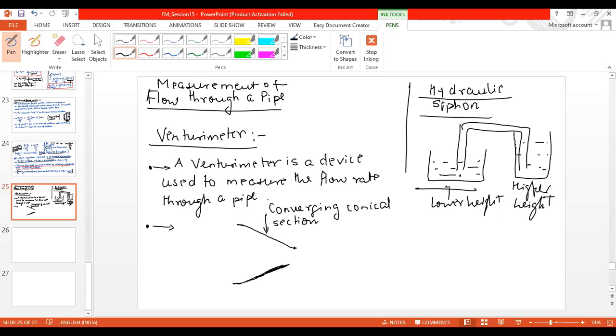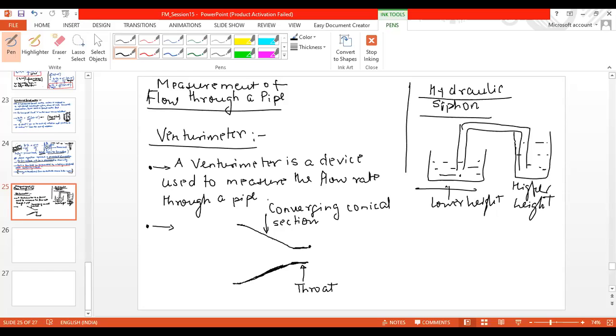Okay. Then you have a small length with straight diameter. That means there is no conical section, only a short pipe, you can see. So this portion is called, very important, the throat. This term is very important. So this portion we call the throat of the Venturimeter.